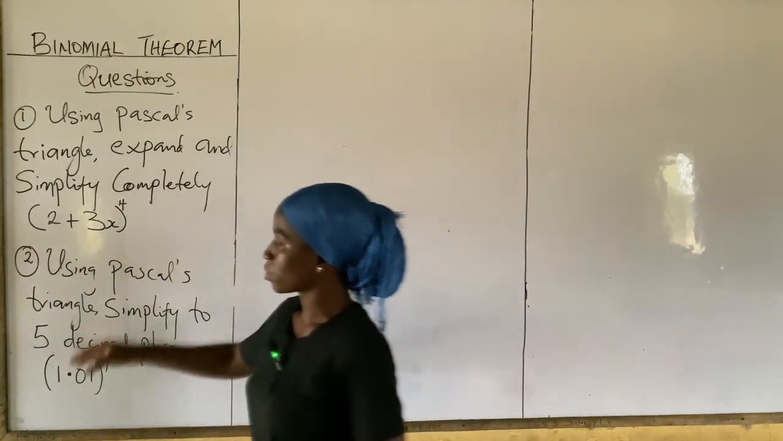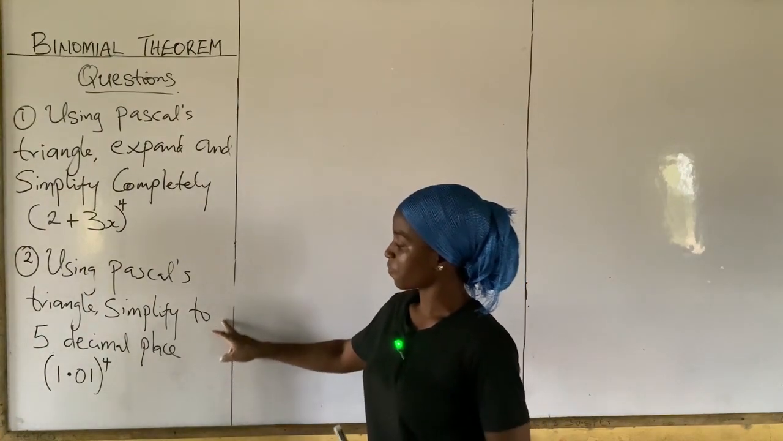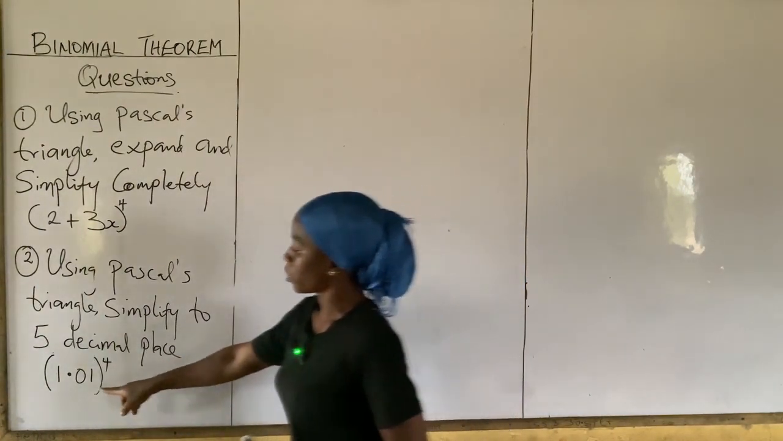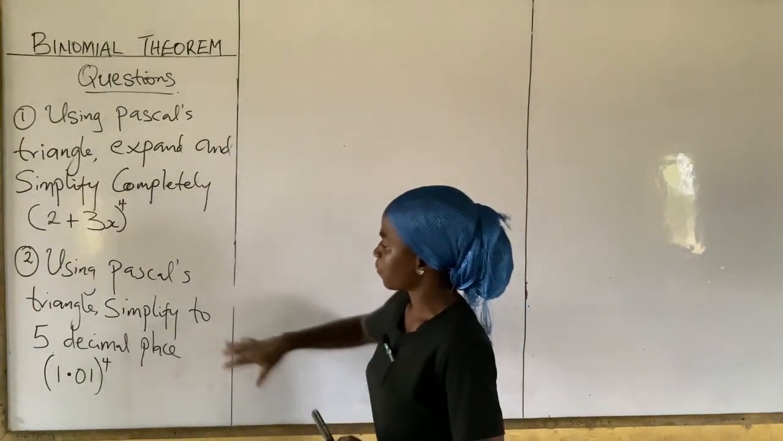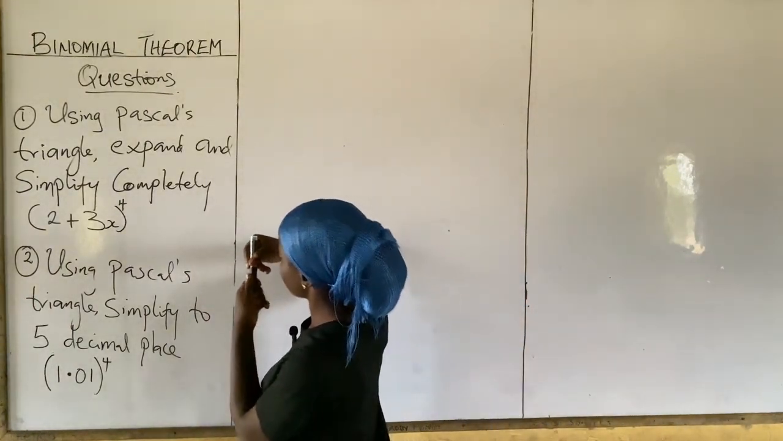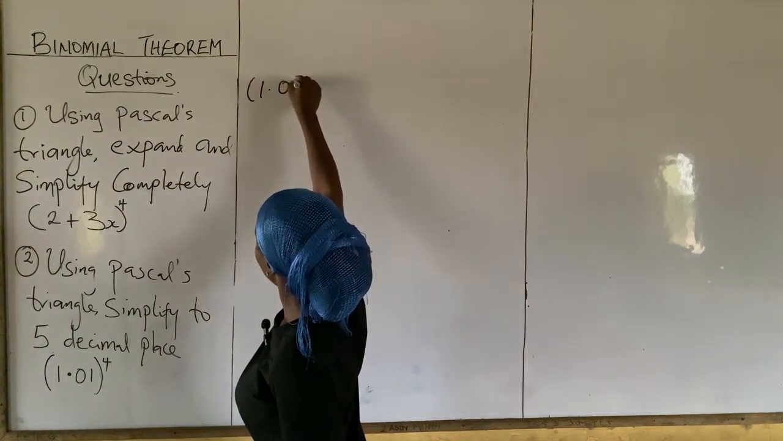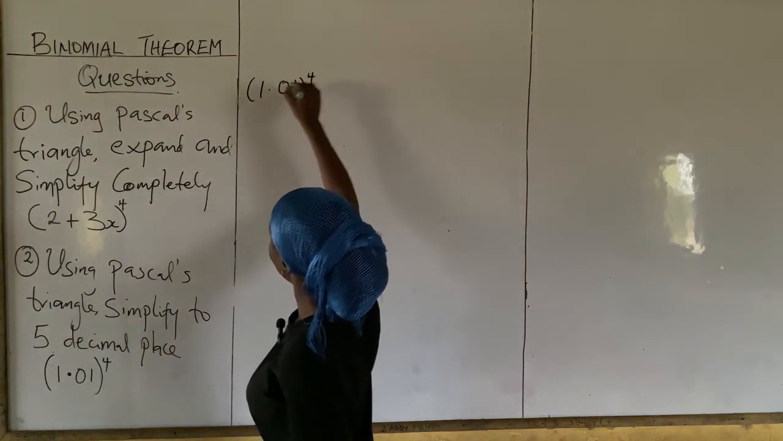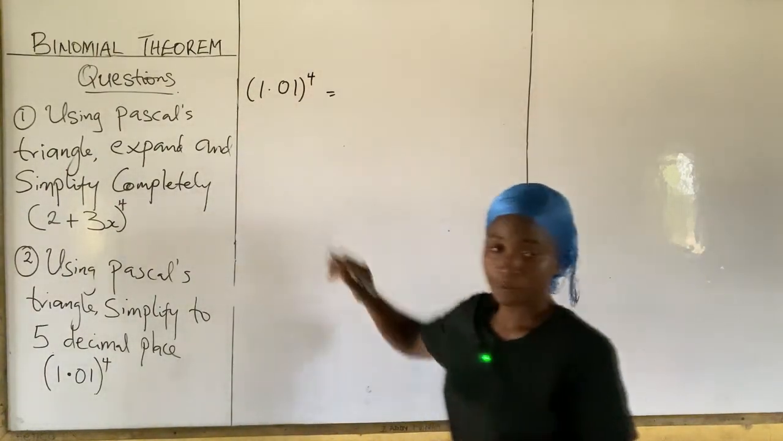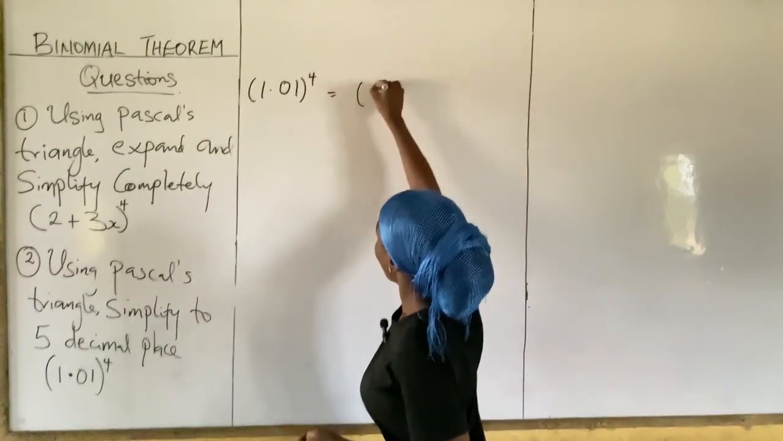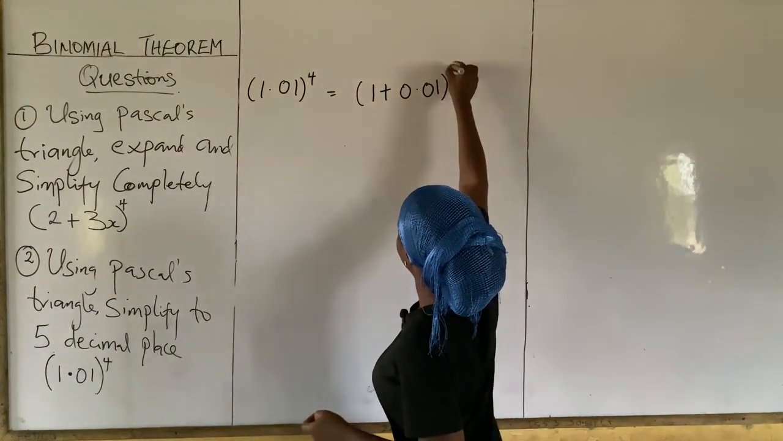So now let's look into the second question. Now, the second question says that using your Pascal triangle, simplify to 5 decimal place 1.01 all raised to the power 4. So now let's look at it. Now, the question is 1.01 raised to the power 4. Now, if I want to simplify this, so this means 1 plus 0.01 raised to the power 4.